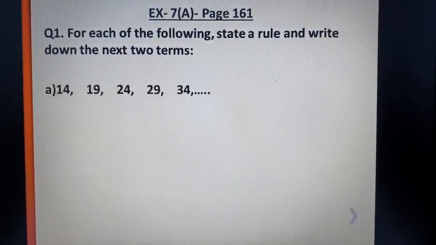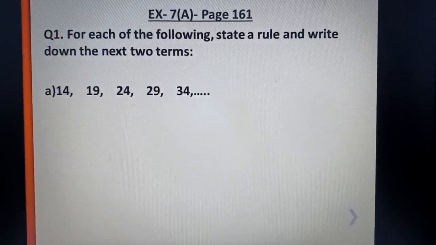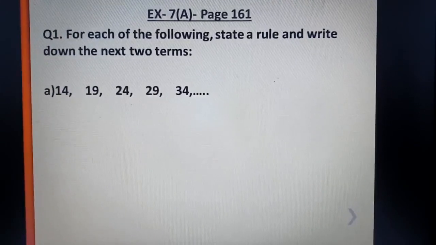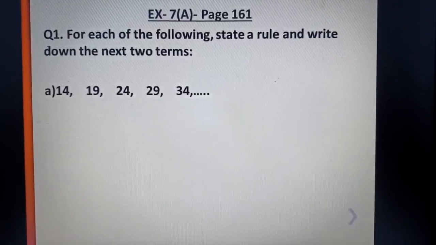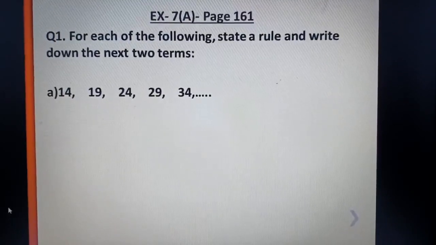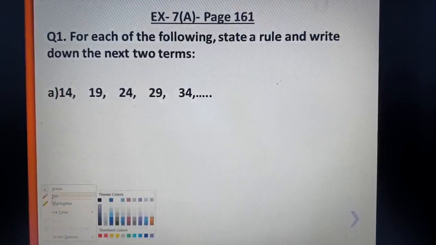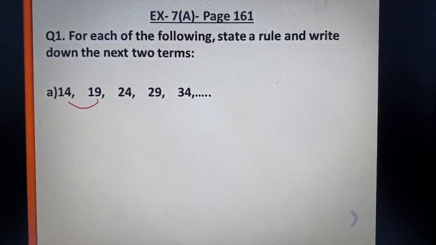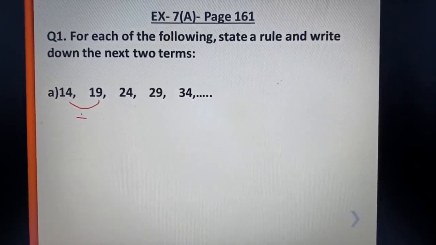Okay? So what's the first question? 14, 19, 24, 29, 34. So on seeing the sequence, can you guess what's the rule? How can 14 become 19? Yes. You can add 5 to it. Here you can see 14 will become 19 by adding 5 to it.